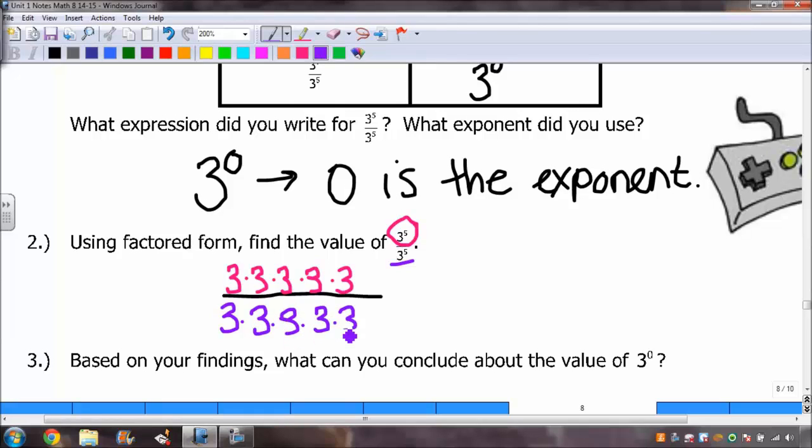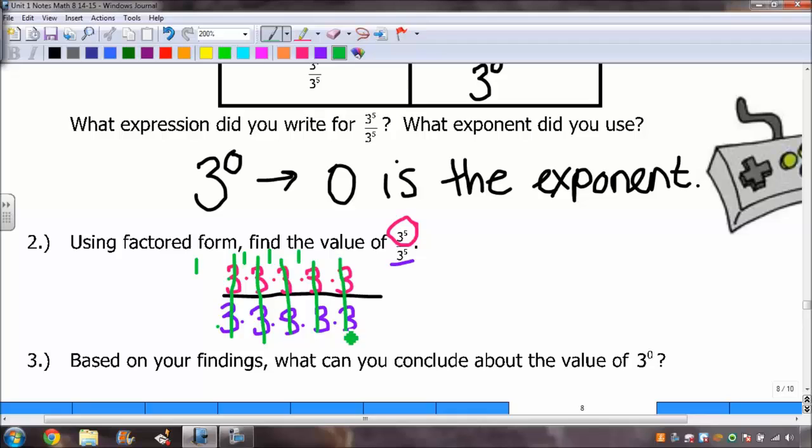Now, if you have the same thing in the numerator as you do in the denominator, you can cancel them out. But the question is, what do they become when you cancel them out? Well, hopefully you know that 3 divided by 3 should give you what number? Hopefully you said 1. So this cancels out to give you 1. This cancels out to give you 1. All of these cancel out to give you 1.